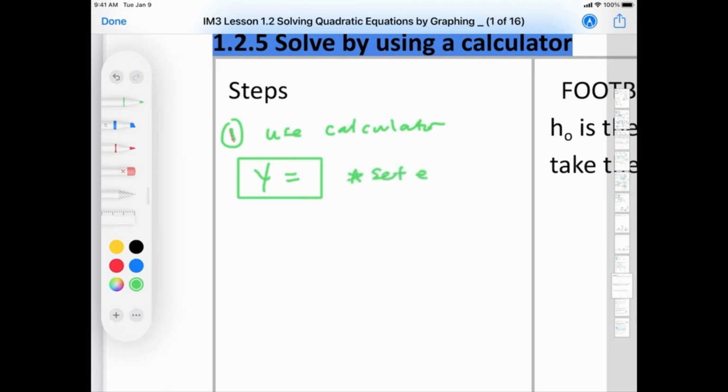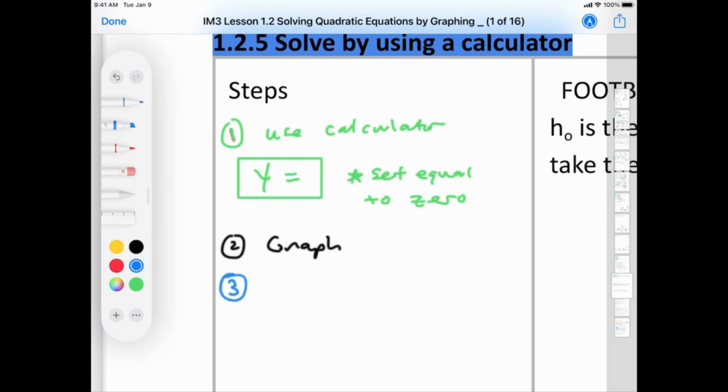Set equal to 0. Basically, your calculator can only accept standard form. It can accept standard form, vertex form, vector form. We're going to learn later on, but it has to be set equal to 0. Okay. Second thing you're going to do is just press the word graph.